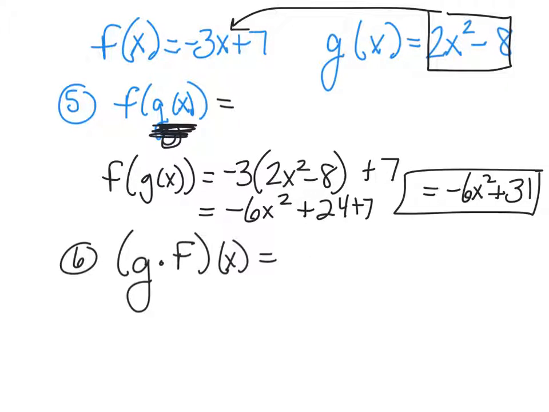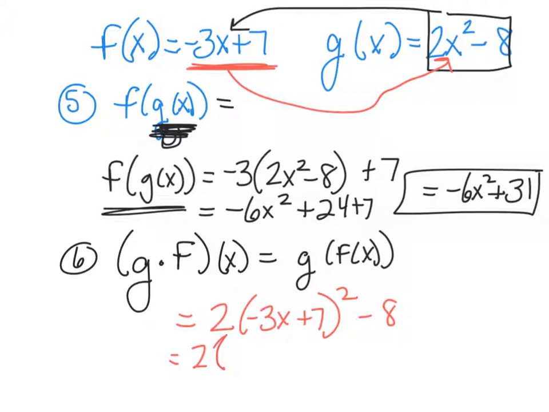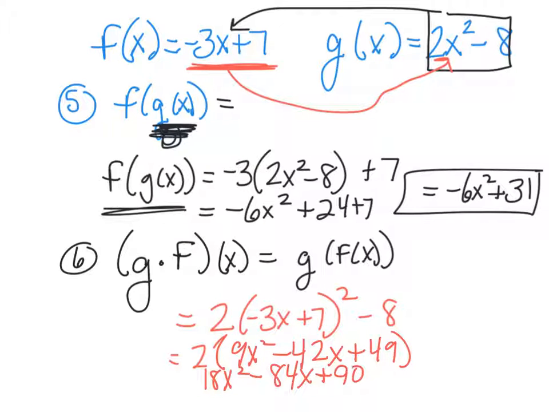And that's our answer. Now, the last one looks a little different, but it's called g composite f of x. It's just a different way to write g of f of x. So now I take the reverse. I take the negative 3x plus 7 and plug it in for the x value in the other function. That gives us 2 times negative 3x plus 7 squared minus 8. Now we multiply negative 3x plus 7 by negative 3x plus 7, and we get 9x squared minus 42x plus 49. We distribute, and that gives us 18x squared minus 84x plus 98, but then we subtract the 8, so we get plus 90. And there we go.